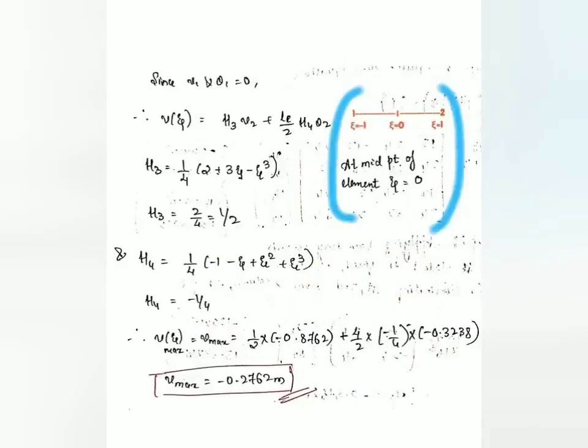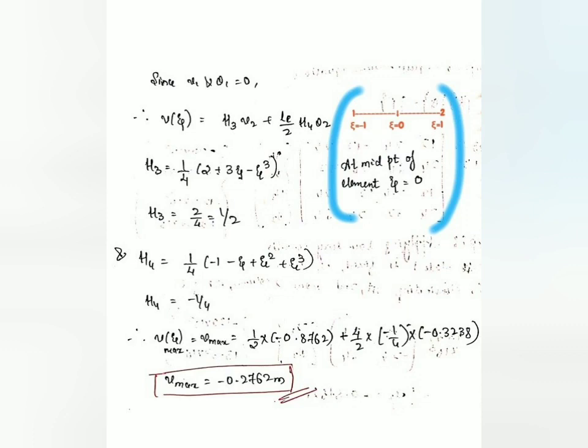Since it is fixed at node 1, V1 and theta 1 equal to 0, that we already know. And at a midpoint of a beam, what is the value of natural coordinate xi? That is 0, which I have shown in blue brackets here. At node 1 xi value is minus 1, node 2 xi equal to 1, but at the midpoint xi equal to 0. That is our requirement here, because they are asking maximum deflection which occurs at midpoint of an element. Substituting xi equal to 0, finally you will get Hermite shape function H3 value as 1 by 2 and H4 as minus 1 by 4.